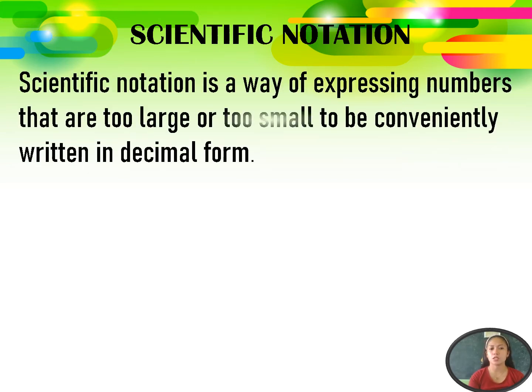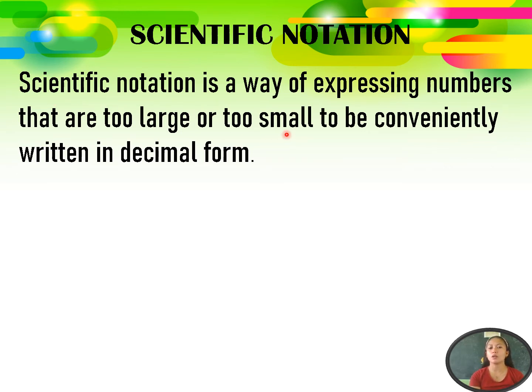Talking about scientific notation, it is a way of expressing numbers that are too large or too small to be conveniently written in decimal form. So take note of the words too large or too small. You say too large, for example, the distance between the Earth and the Sun. Of course, its distance is too large. So for our convenience, we can write it in scientific notation.